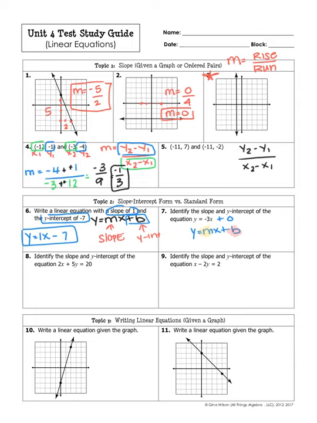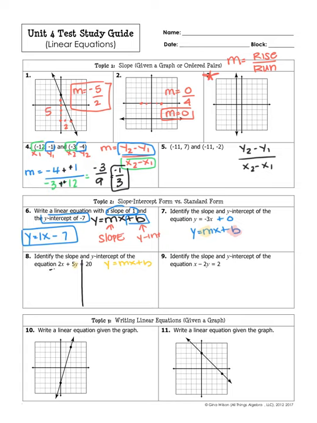For number 8 and 9, it says to identify the slope and the y-intercept. And our equation is given to us in standard form, which remember is like ax plus by equals c. In order to find the slope and the y-intercept, we're going to have to solve this for y so that it looks like y equals mx plus b. So we're going to get the y all by itself.